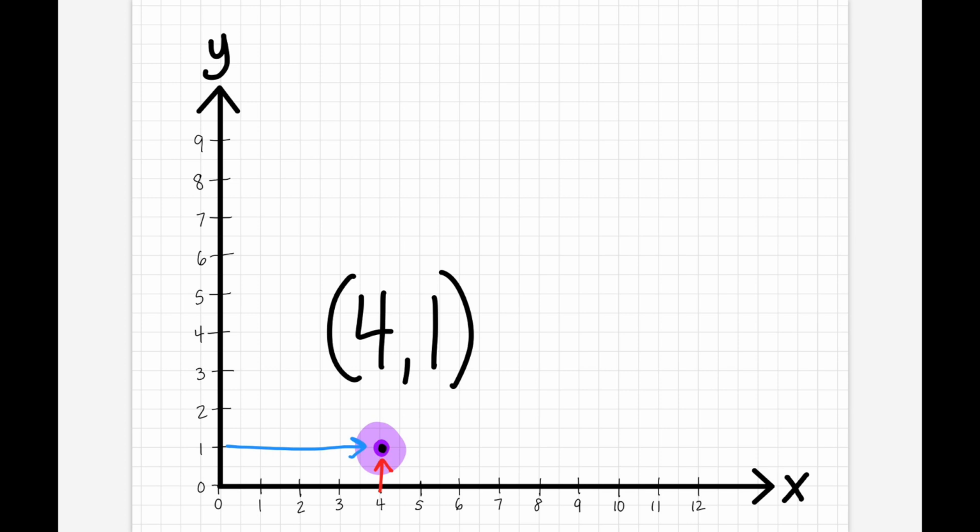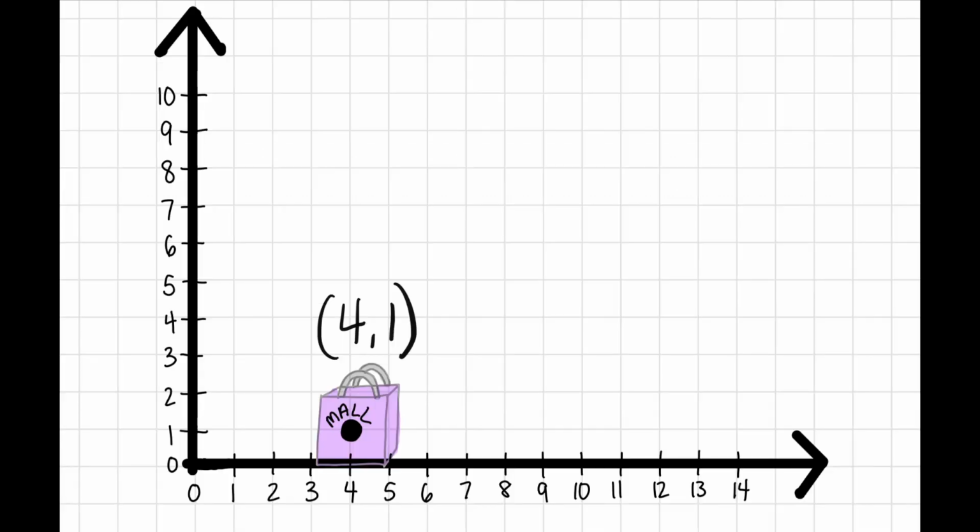Take a moment to look carefully at this image of the coordinate plane. Do you see where the first number, the 4, comes from? It's because Miss Proda's x coordinate is 4. She ran to the right 4 units. Do you see where the second number, the 1, comes from? It's because Miss Proda's y coordinate is 1. She ran up 1 unit. So, the ordered pair of her location, which also happens to be the location of the mall, is 4, 1. We put parentheses, the x coordinate, the y coordinate, and then close the parentheses to make the ordered pair.